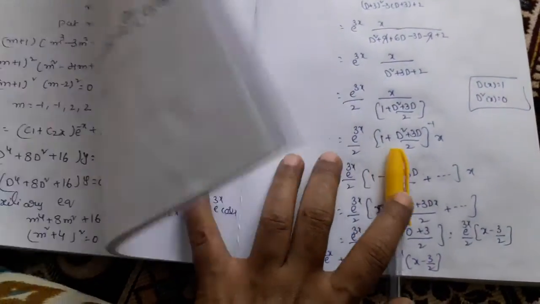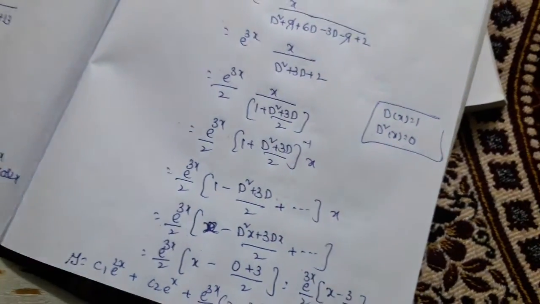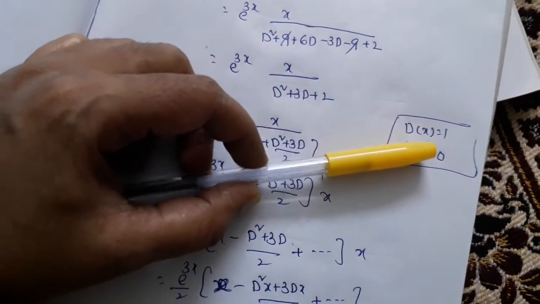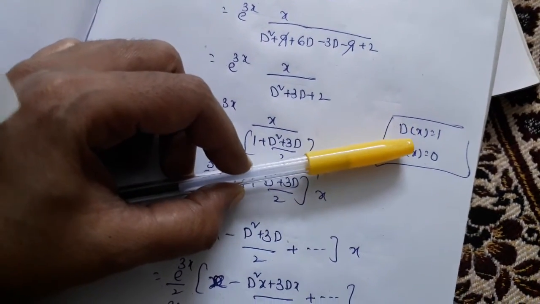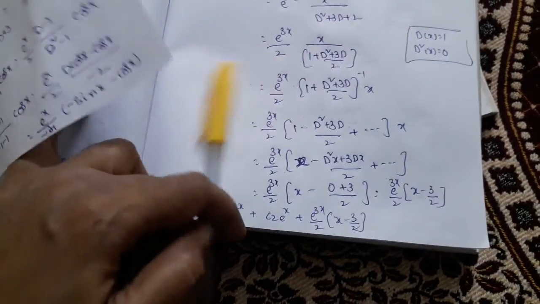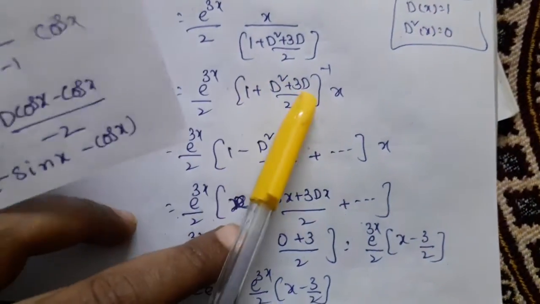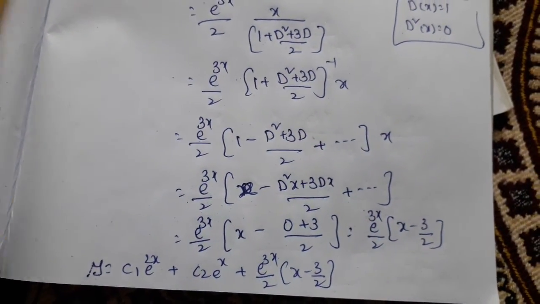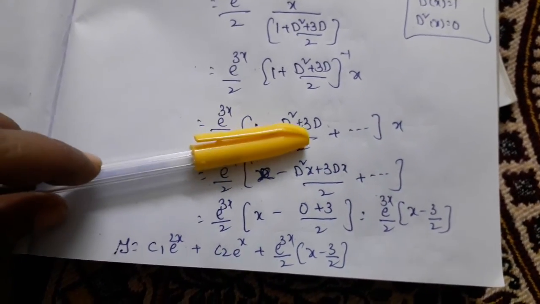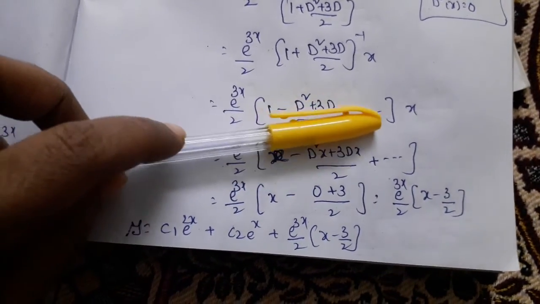So this is of the form 1 plus d whole inverse. The derivative of x is 1 and d square of x is 0. So up to only one term we have to expand. So 1 plus d whole inverse: here is plus, here is minus, alternately plus and minuses will come. So 1 minus d square plus 3d by 2 plus d square is 0. So that's why we are not expanding the d square term.